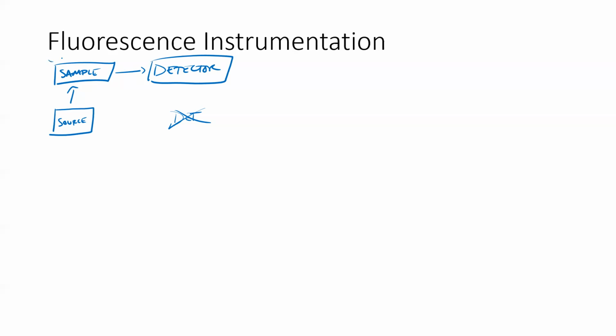That's right. The detector would not be over here. The detector is going to be, we call it orthogonal. Orthogonal in mathy terms just means perpendicular. And so if our source is here, it's going to shine on our sample, and then we're going to measure that fluorescence in our detector. We need a monochromator first.